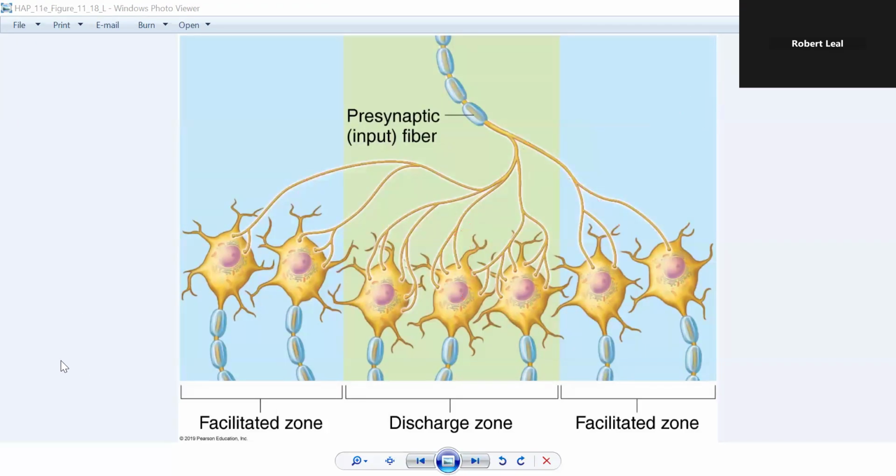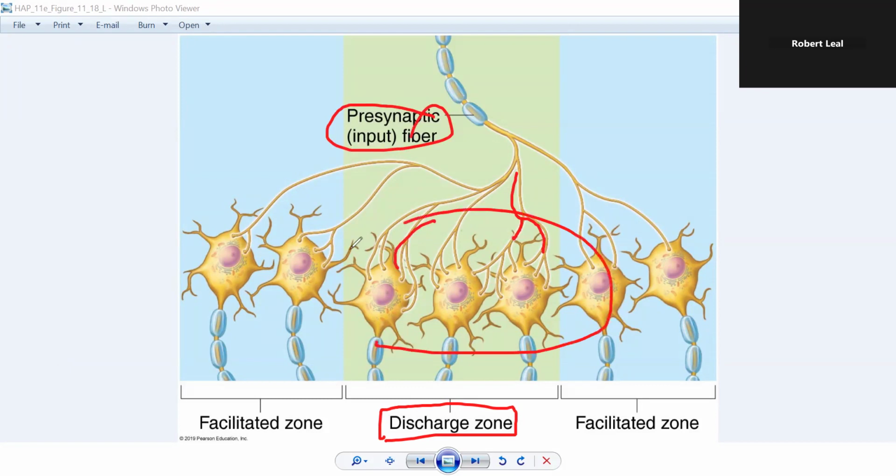The discharge zone. You'll notice here that a lot of the axon terminals of the presynaptic neuron are right in the middle here. So you can release a lot more neurotransmitters in this area called the discharge zone. So you're more likely to create action potentials at these neurons in the discharge zone versus the facilitated zone. There's less axon terminals.